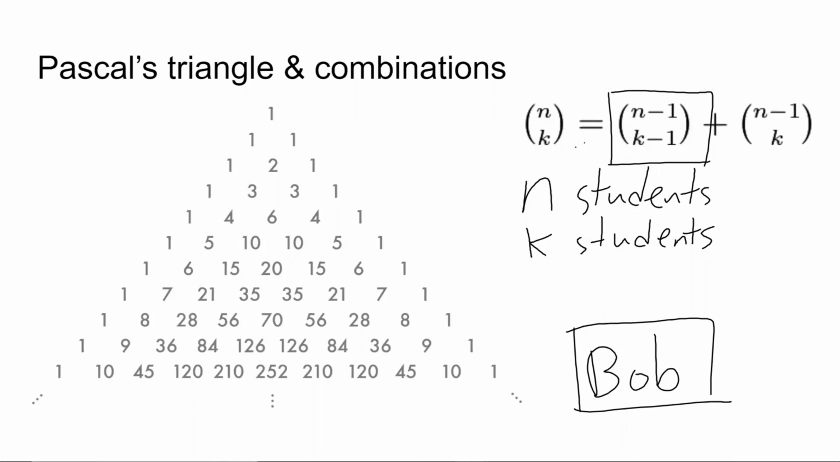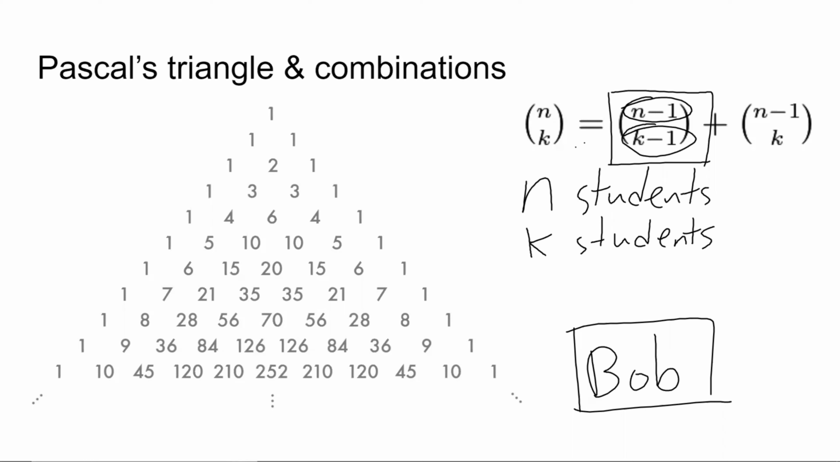Someone said students -1 choose chosen students -1. That is correct. That means that out of a group of n-1 students, we're choosing a group of k-1 of them. So what could that group of n-1 students be? Well, where are we getting the 1 from? Bob. So that means that out of everyone except for Bob, we're choosing k-1 students.